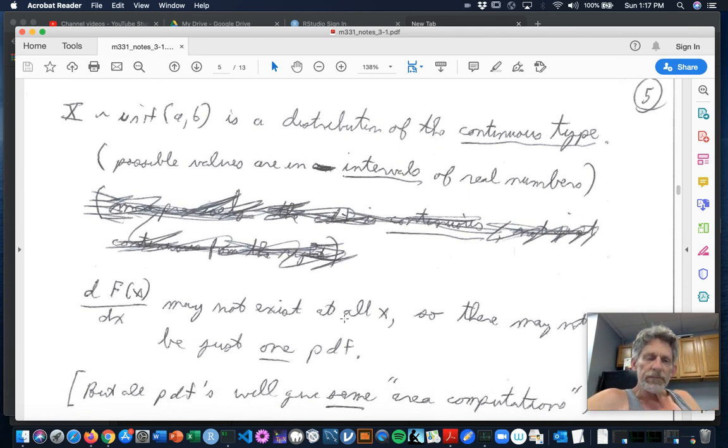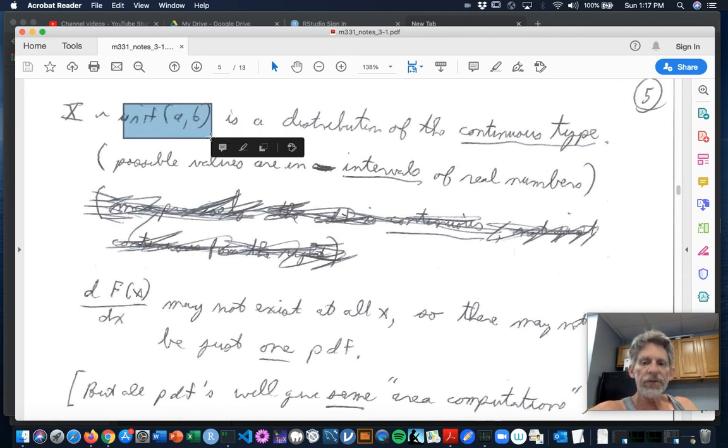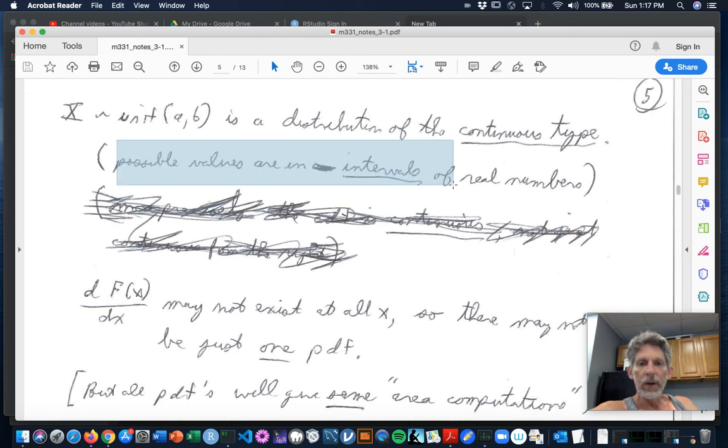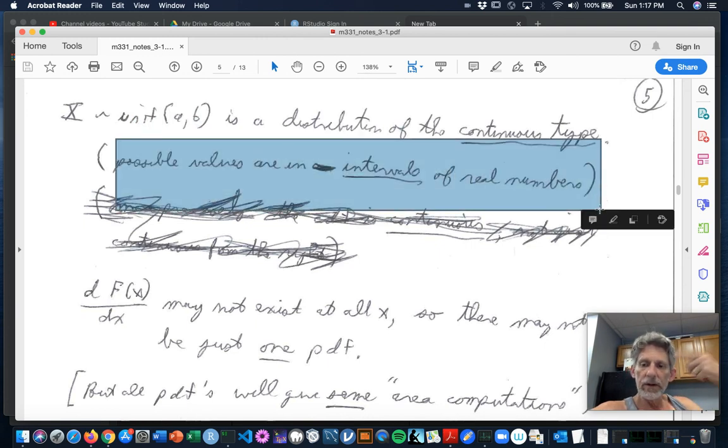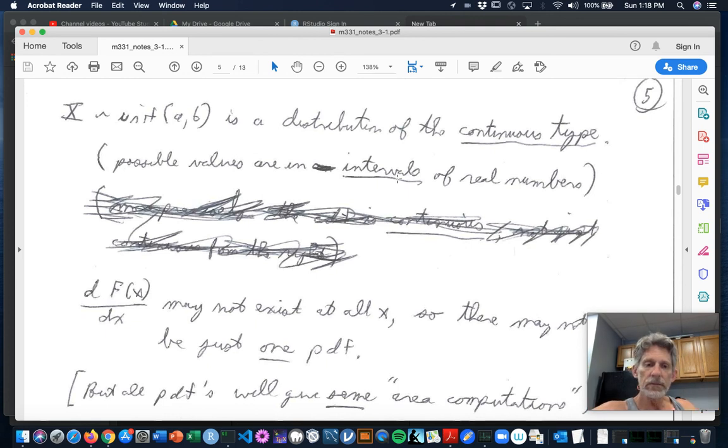So the uniform distributions from a parameter A to a parameter B are the first family of random variables that we're meeting that are of the continuous type. And the way the book suggests you should define continuous type random variables in your mind is that they take their possible values in intervals of real numbers, like the interval from A to B.